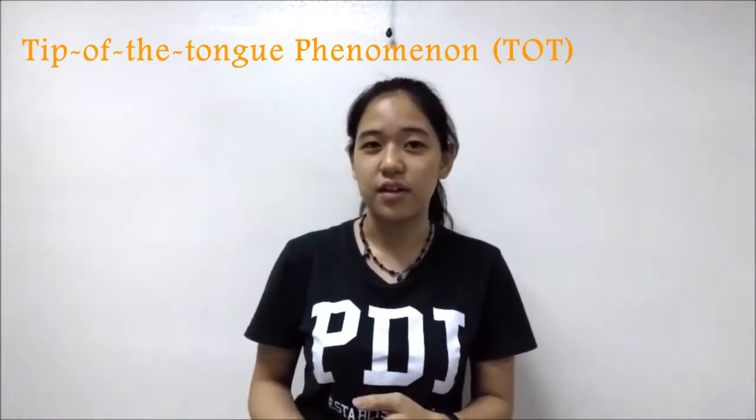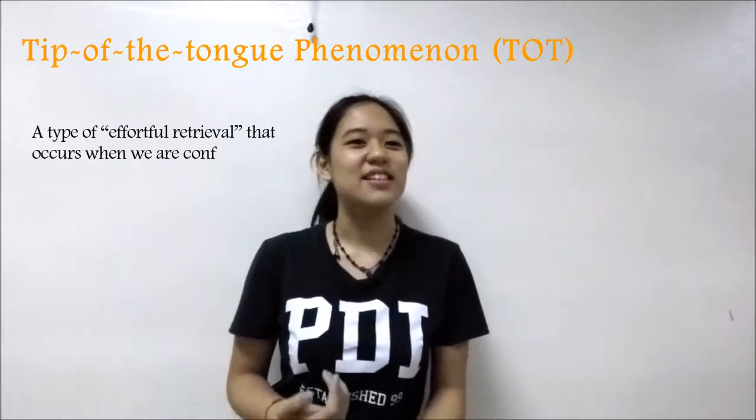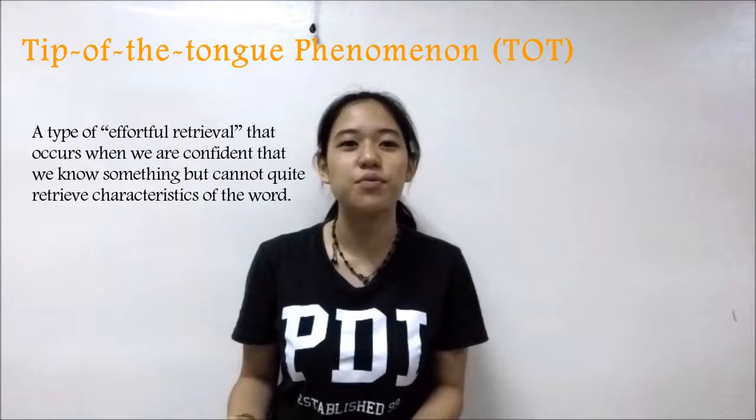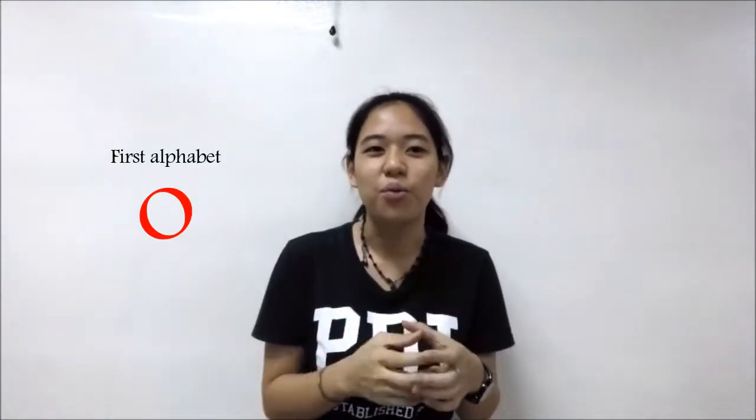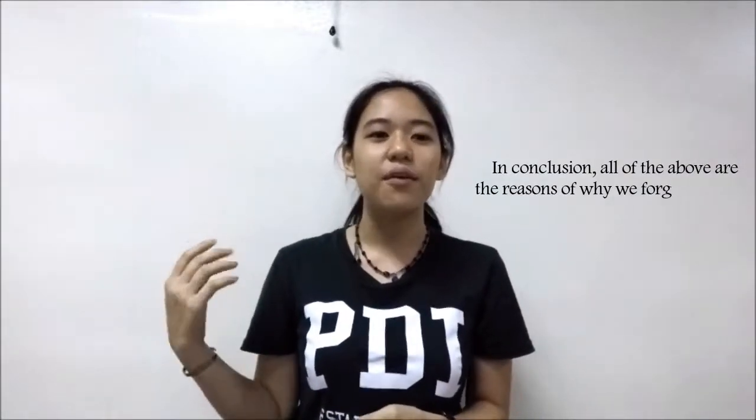In addition, the next one is the tip of the tongue phenomenon, also known as TOT. TOT is a type of effortful retrieval that occurs when we are confident that we know something but cannot quite retrieve the characteristics of the word. For example, we can remember the first letter of the word, but we can't remember the word itself. Like when you want to say Olympus, but you cannot remember the full word, you can only remember the O. This is because we do not store all the information about a particular topic or experience in one way. In conclusion, all of the above are the reasons why we forget things.